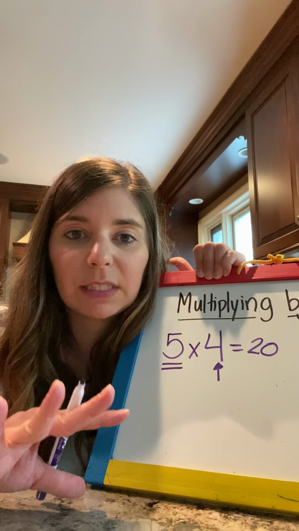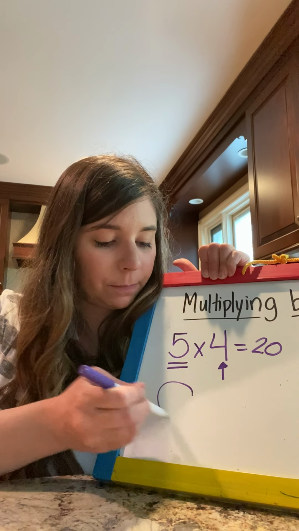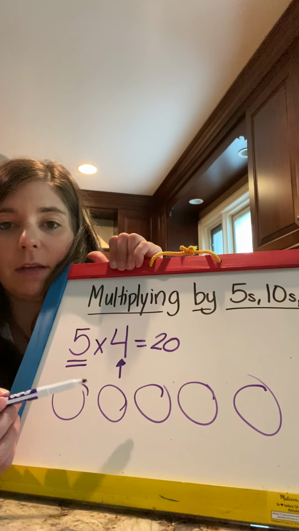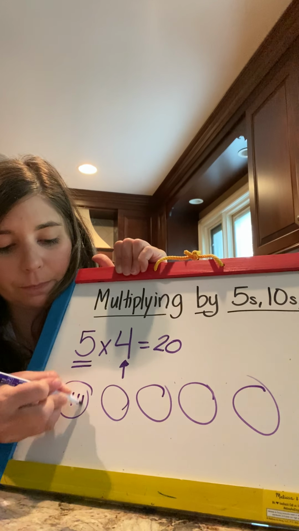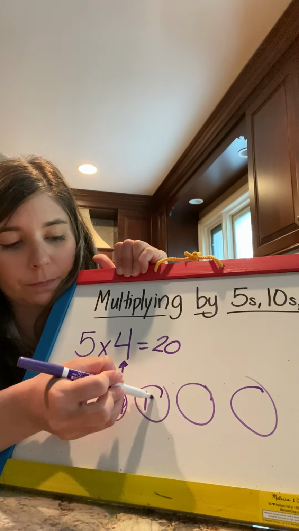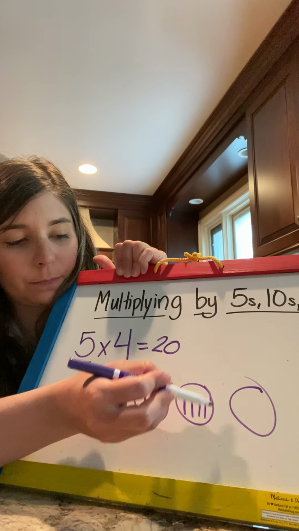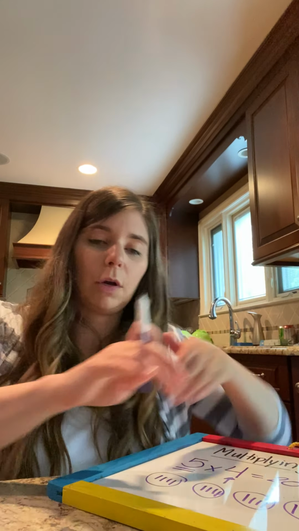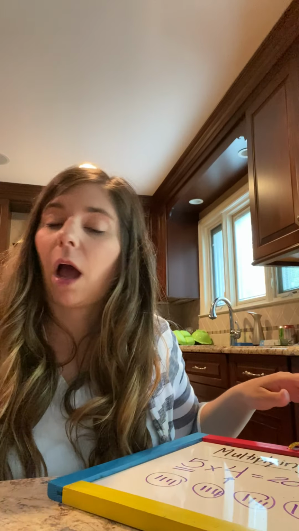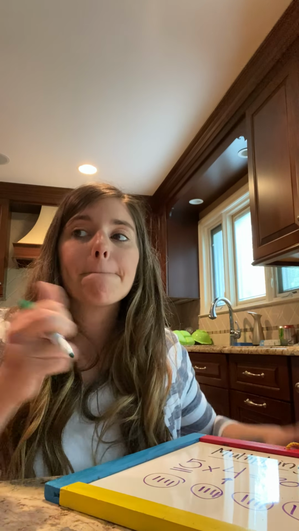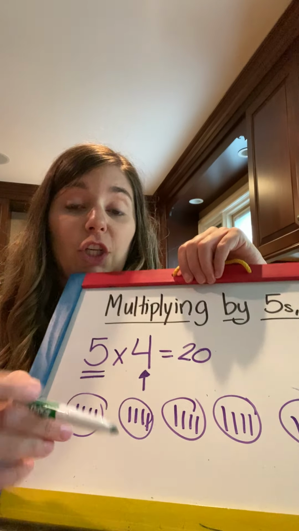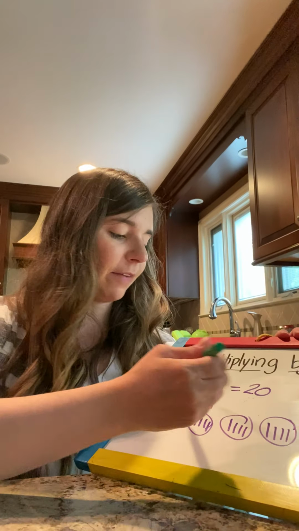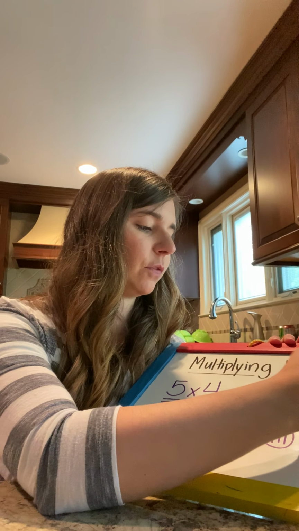Now, you can absolutely still make arrays. Make 5 groups. Okay. Whoa, there's my 5. Put 4 in each group. And count them up. You can also go, I'm going to switch colors, okay? Go the opposite way, because in multiplication, just like addition, you can switch these numbers around and the product or the answer will stay the same. So 5 times 4 is the same as 4 times 5.